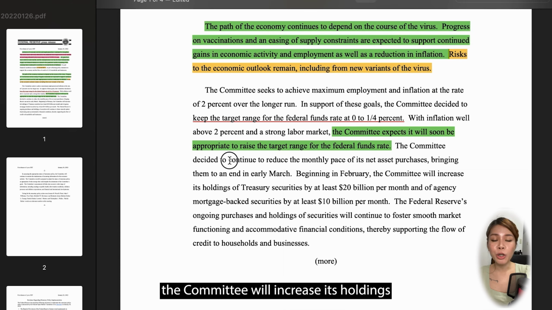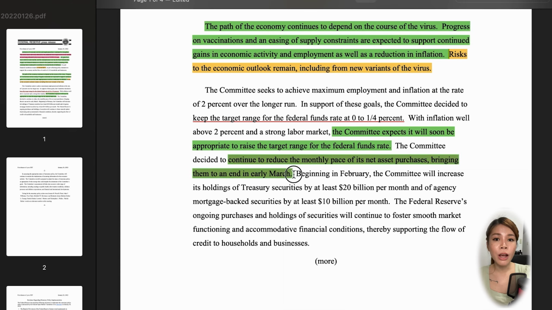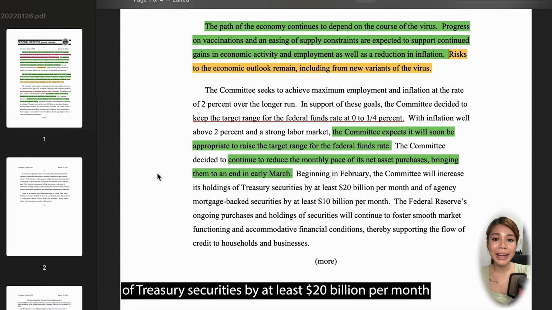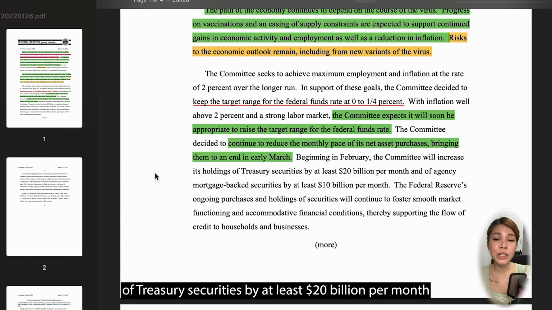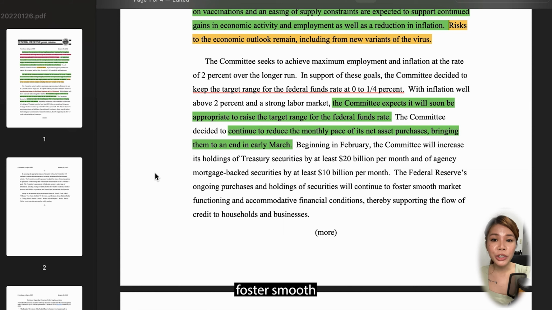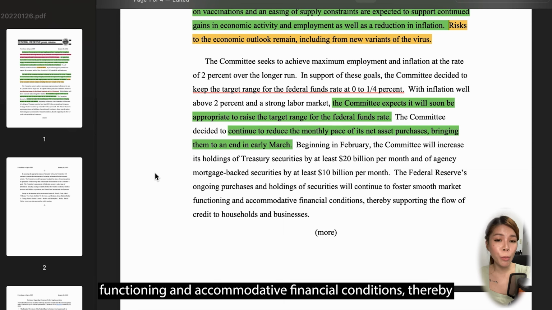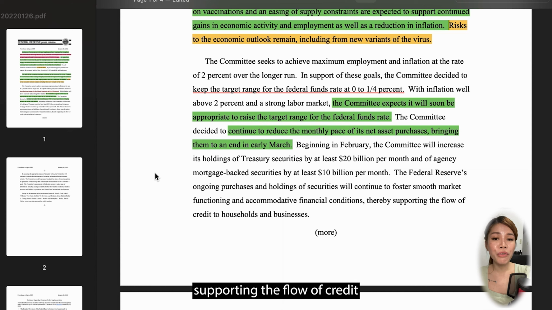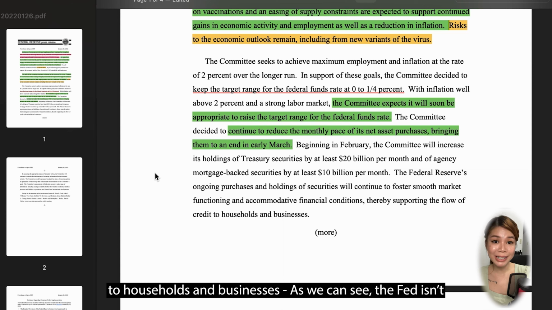Beginning in February, the committee will increase its holdings of Treasury securities by at least $20 billion per month and of agency mortgage-backed securities by at least $10 billion per month. The Federal Reserve's ongoing purchases and holdings of securities will continue to foster smooth market functioning and accommodative financial conditions, thereby supporting the flow of credit to households and businesses.